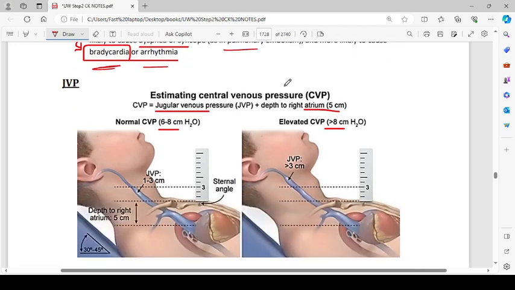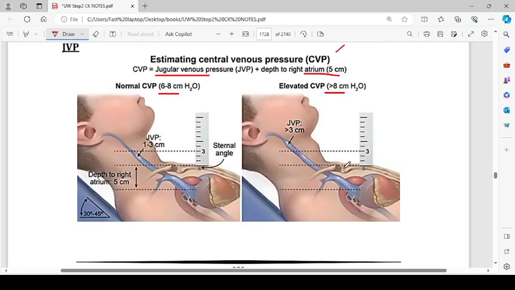Okay, so estimation of central venous pressure: the CVP is equal to jugular venous pressure plus depth of right atrium, which is 5 centimeters from the sternal angle. The jugular venous pressure is normally 1 to 3 centimeters. This is the sternal angle. So if we erect a scale over here and we see the pulsation at 3 centimeters, this is normal, and the depth of the right atrium is 5 centimeters, so a total of 6 to 8 centimeters of water is normal.